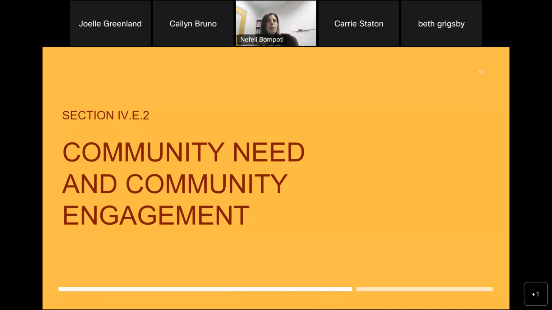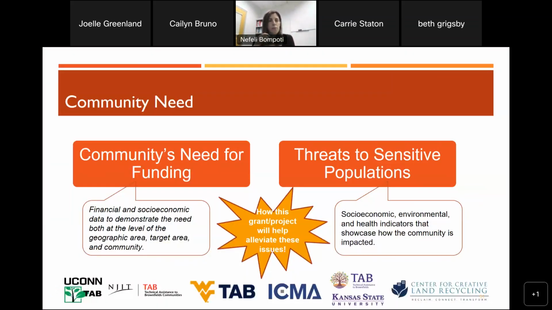So next slide, please. Within that section, essentially, you have 2 different parts. One is the community need, and then you have to talk about how you plan to engage the community. And within the community need, I'll start talking about a few tips here on how to put a compelling narrative together. You have to talk about, first of all, what is your community's need for funding, which has to do with the financial and socioeconomic indicators to demonstrate that you actually have a need, right?